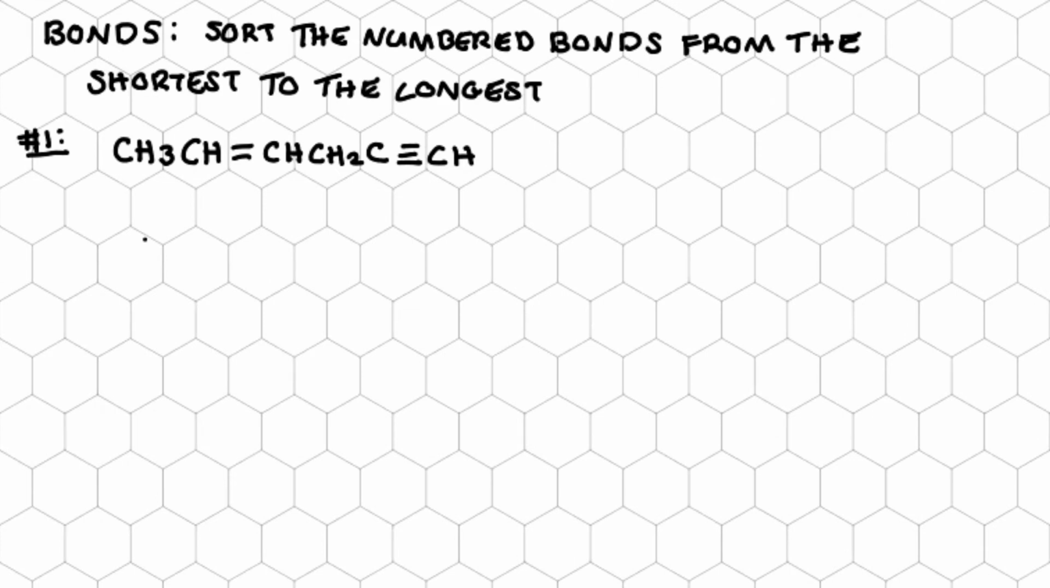So here we're going to sort the numbered bonds from the shortest to longest. As you see, they've already given us the molecular formula. So we're going to draw the Lewis structure. So it's CH3, CH, double bond CH, CH2, C, triple bond CH. As you remember, I told you, always try to start with the carbon chain. Then you can add up the hydrogens as you want. So C, single bond C, double bond C, single bond C, single bond C, triple bond C. Now we're going to add the hydrogens around.